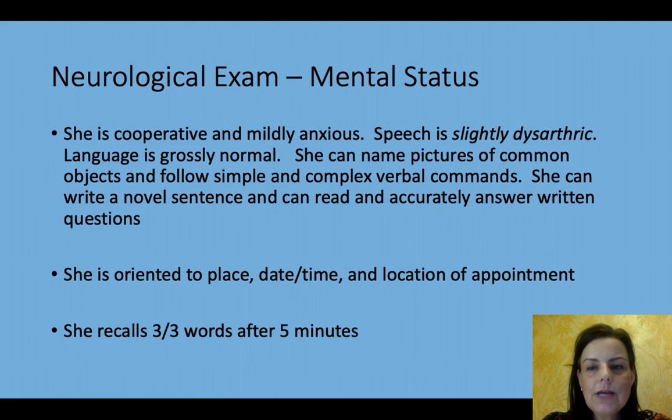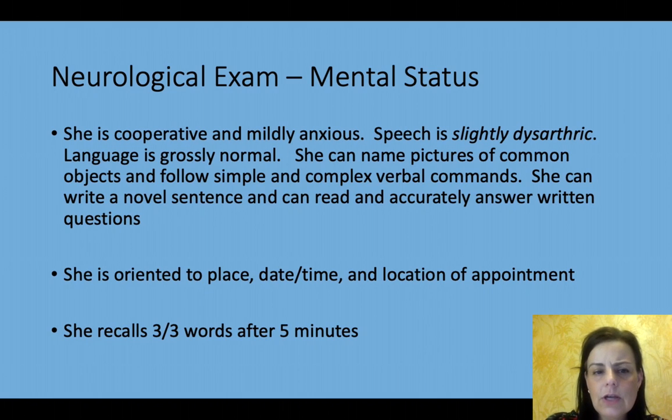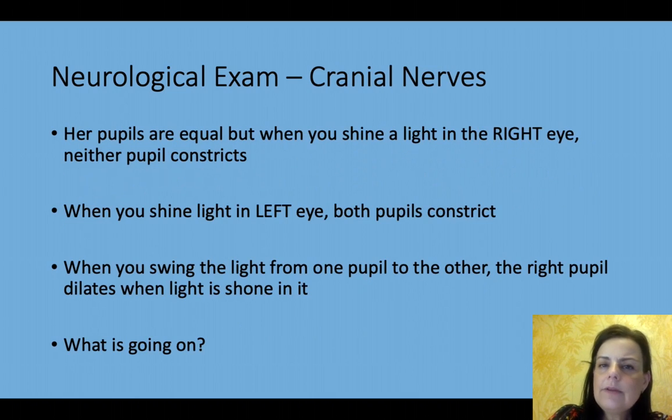So you do your neurologic exam and you notice that she's dysarthric. Her speech is slurred. It's her speech production that's slurred. And then otherwise her cognition looks pretty good. Her language and cognition look good. There's kind of an abnormality in her eye exam.